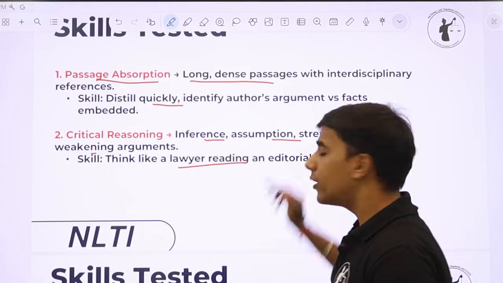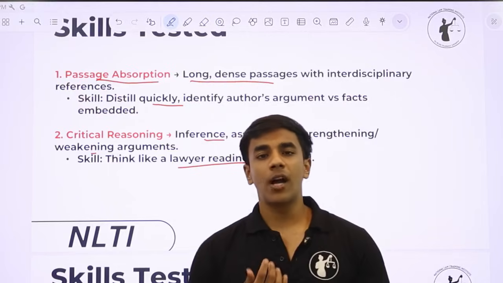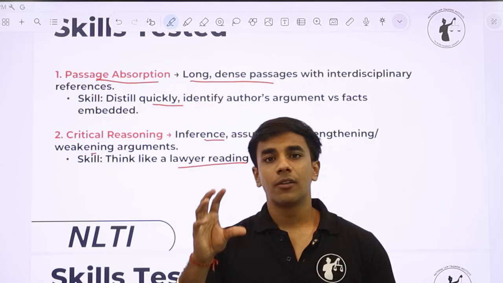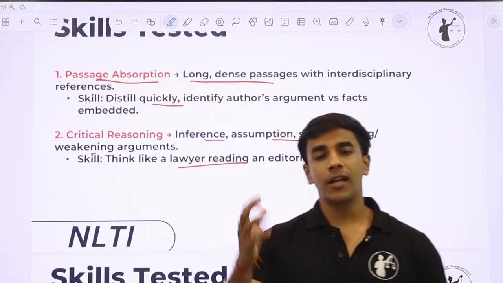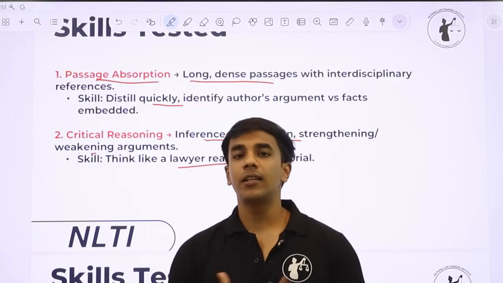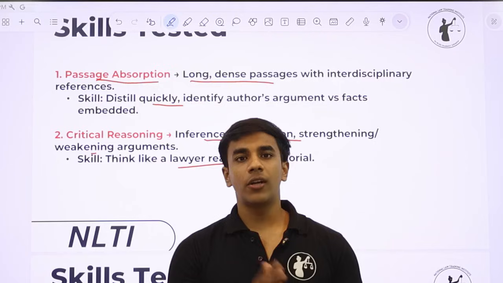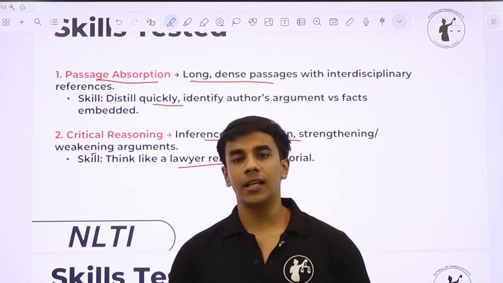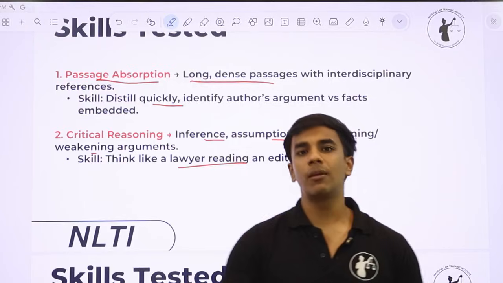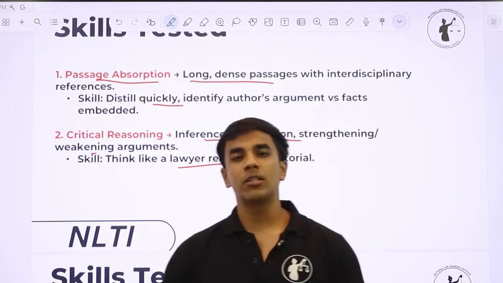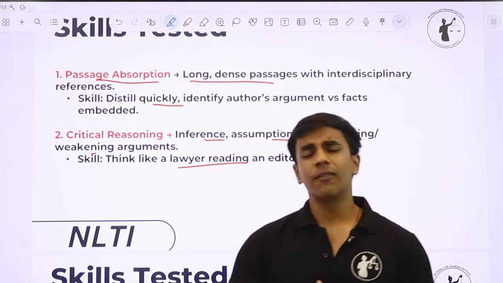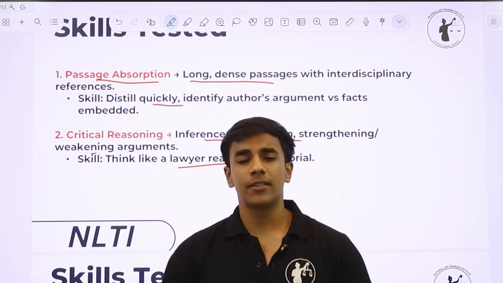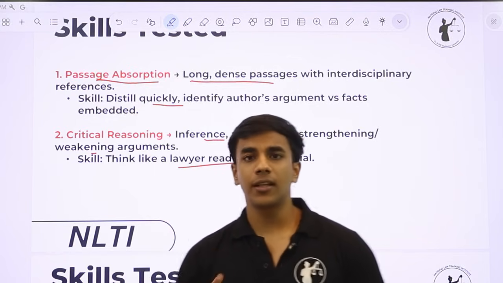You have to think like a lawyer reading an editorial. You don't have to read passively, you have to read actively. अगर आप कुछ पढ़ रहे हो, you don't have to read just for the sake of it, that you are reading and retaining. You have to actively think and engage with it. If you are reading a particular passage, you have to actively think about it. Why is the author saying what the author is saying? What is a possible counter argument to it? What is a possible critique to it? Why is the author saying that? What are the other alternatives available to what the author is saying? So you have to actively engage and think like a lawyer.